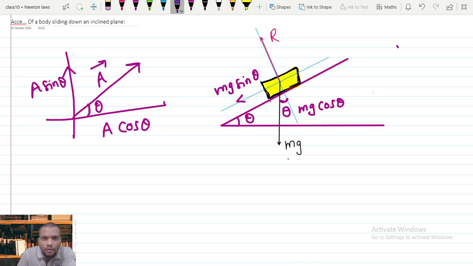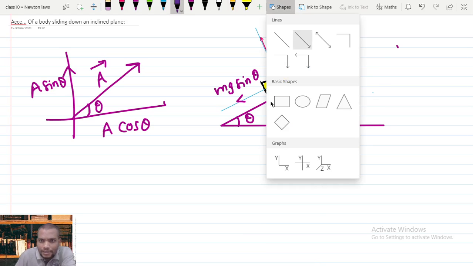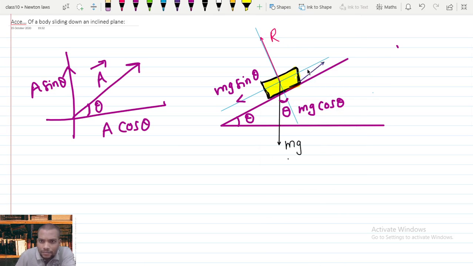Now if I include the friction force, since the block is moving, there is a kinetic friction. So the kinetic friction F_k acts in the backward direction.